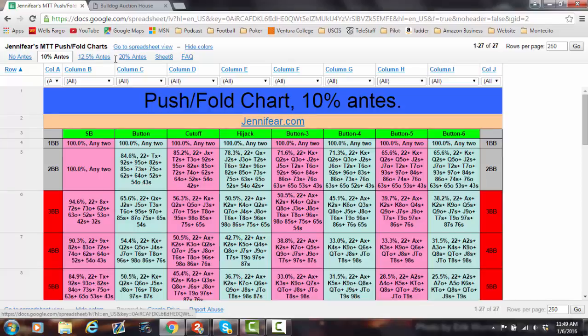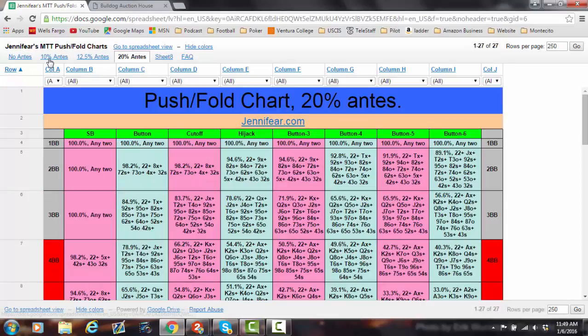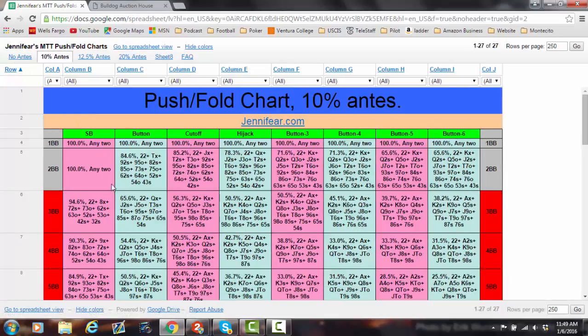If you're playing with 15, then you're going to want to split the difference. But that's the basic gist of it, because each of these numbers is going to change depending on whether you have 20% antes, 10%, or none. So make sure you're using the correct chart.